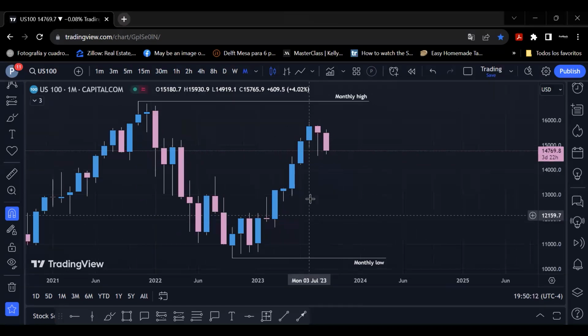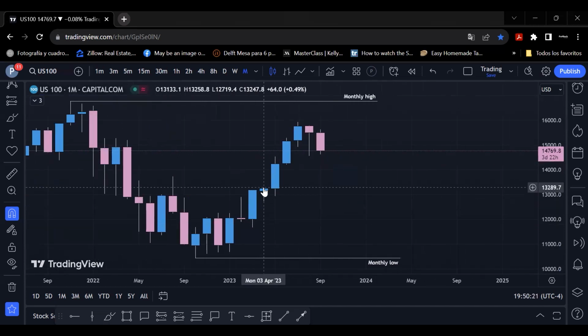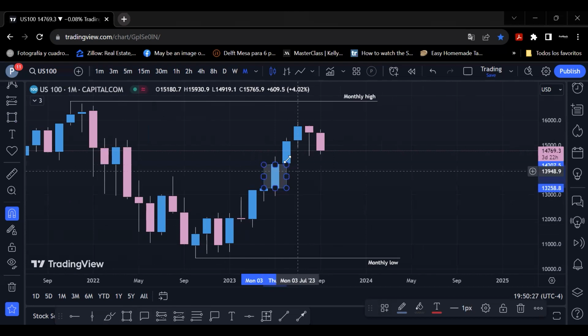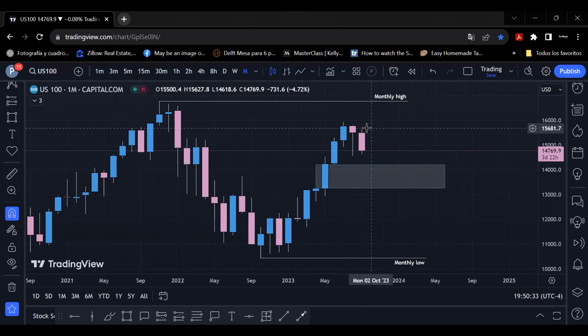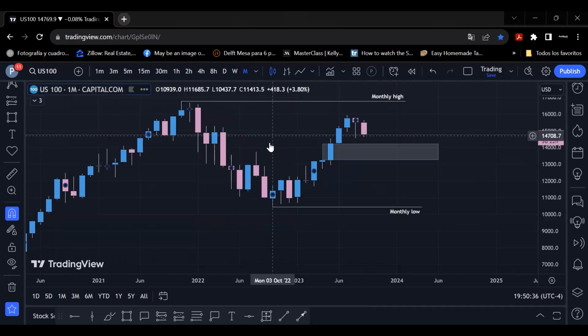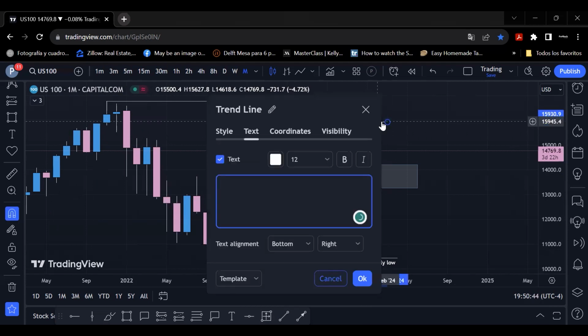So the next thing that we want to mark are rapid movements where imbalances are created. If you look carefully, we could see that there's an imbalance created right here from that high to that low. So that's an imbalance that I could most likely be interested in if price comes down and trades inside of it. Okay. And we also have the internal range high here as well, so we could also label that as monthly high.